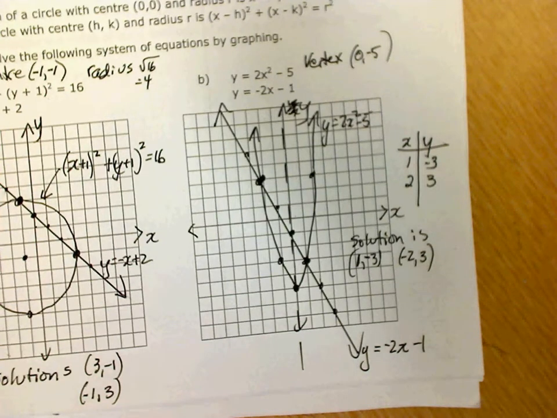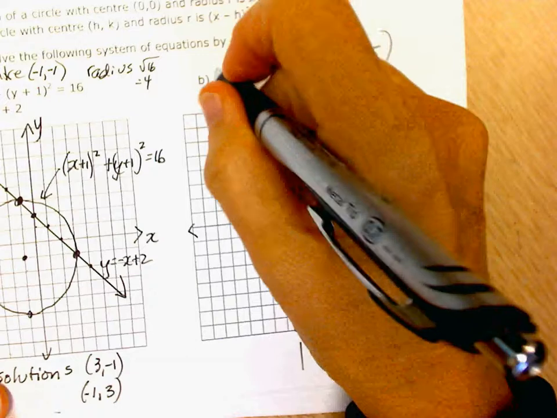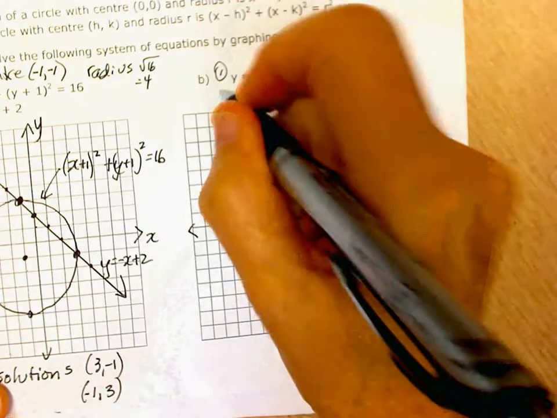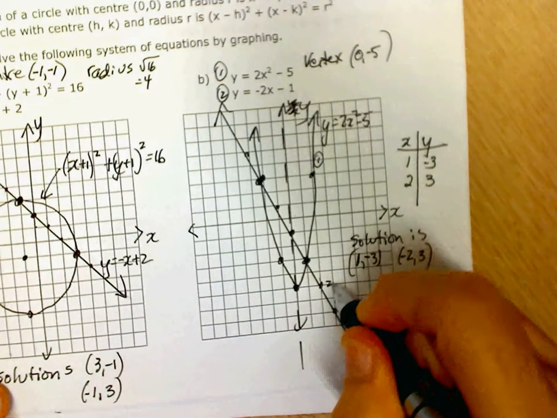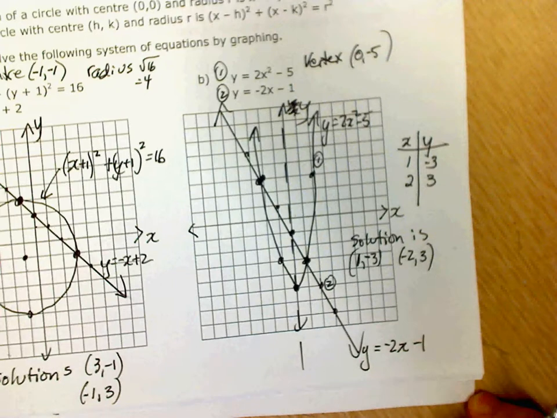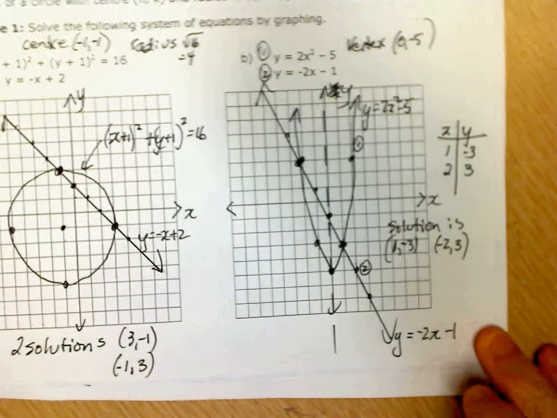Yeah, so you could just say 1, 1, 2, 2. Sure, that's perfectly acceptable. Okay, let's do it algebraically. Any other questions about solving by graphing?